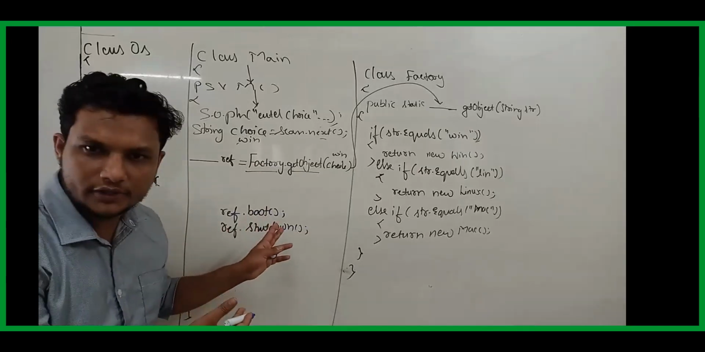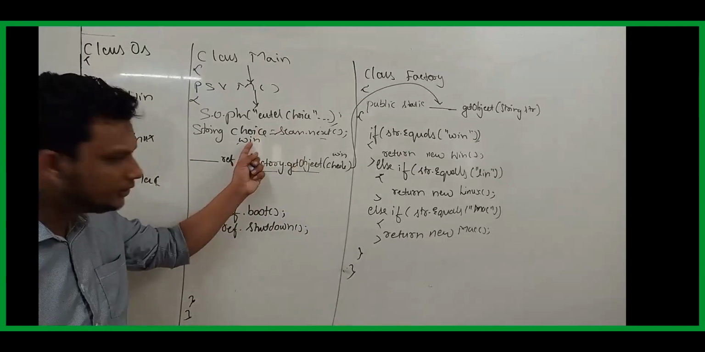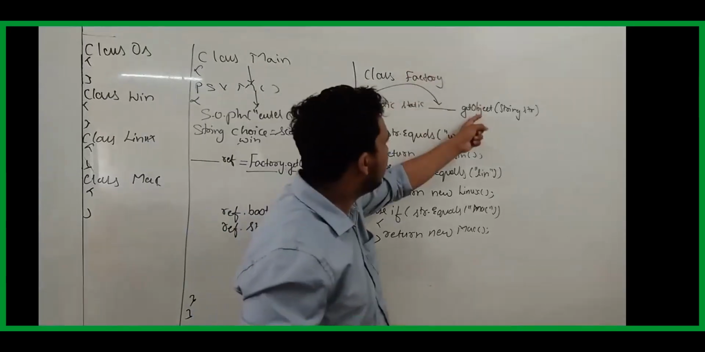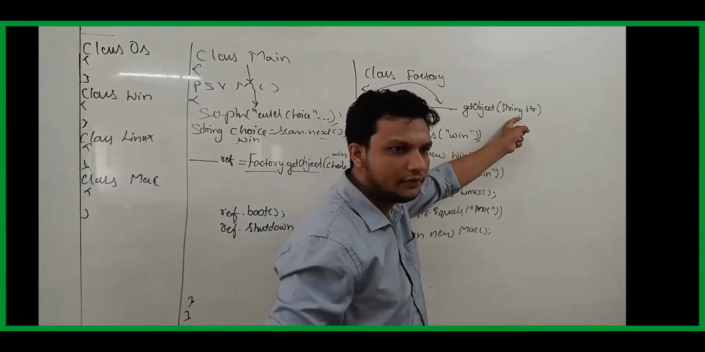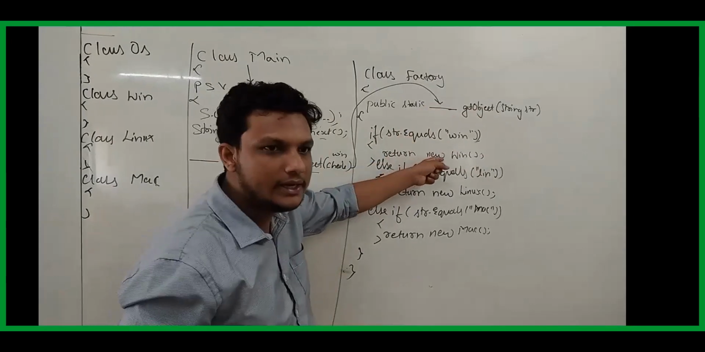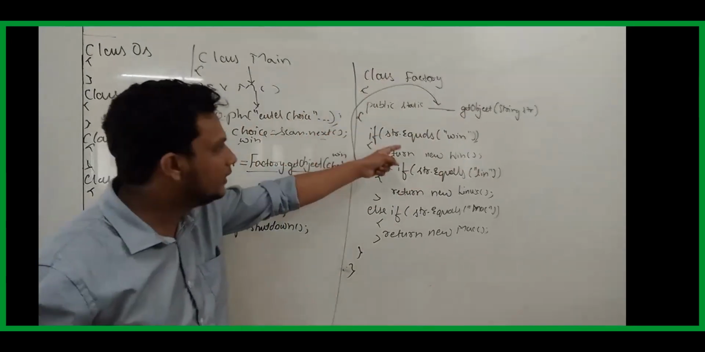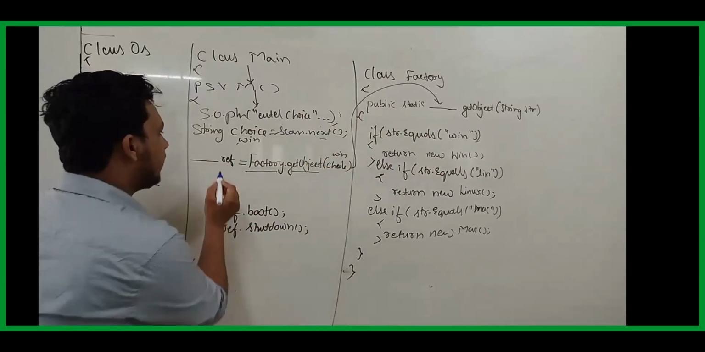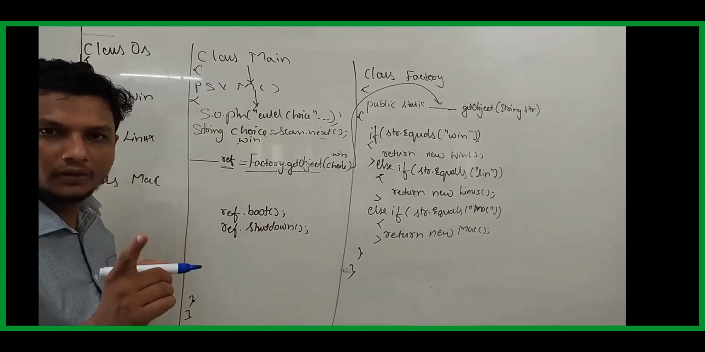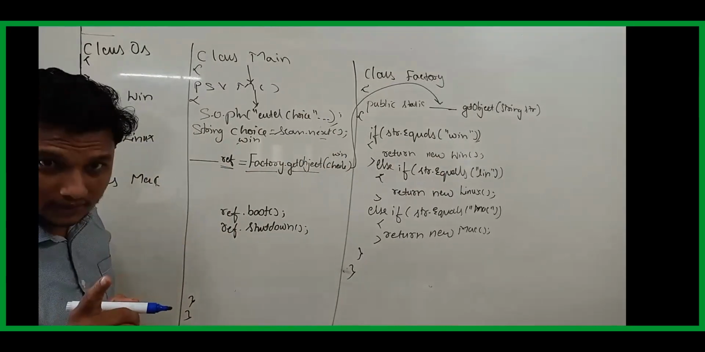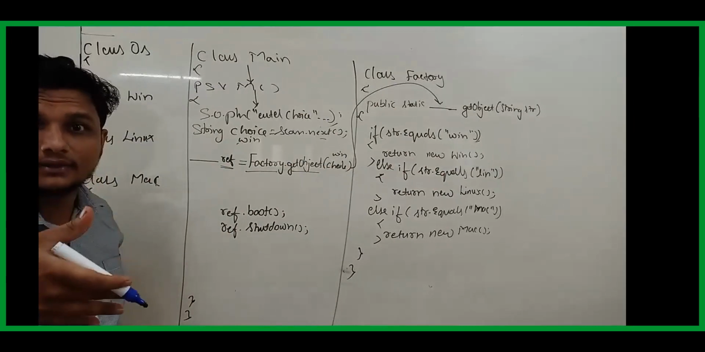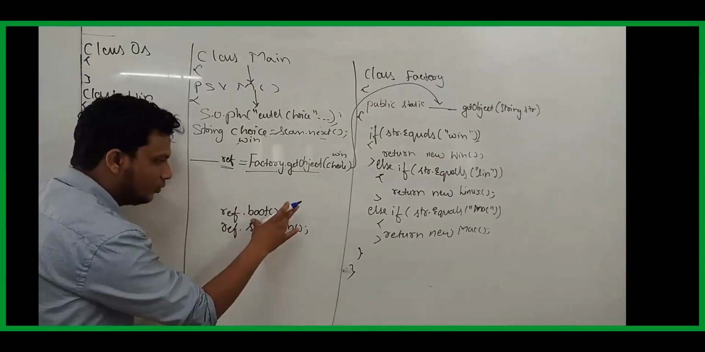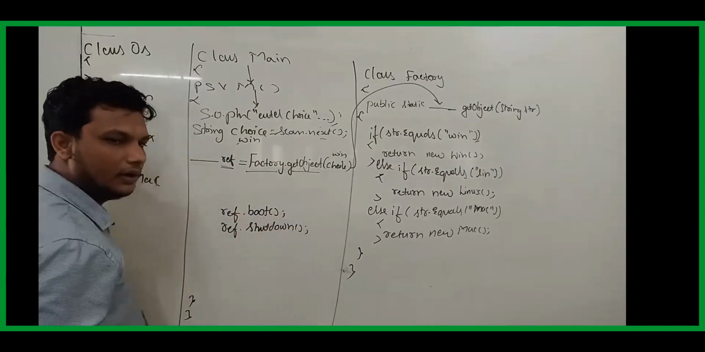Let's do the tracing of this program. The user will enter Windows. I'm telling the factory class to call the get object method, passing the Windows reference. It will come here, the object is getting created, and it will return it. What is it returning? An object of the Windows class, which is stored here. Now in REF, what is that? A reference, to the object of the Windows class.